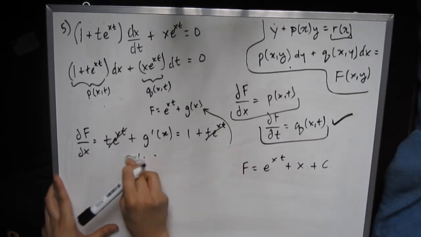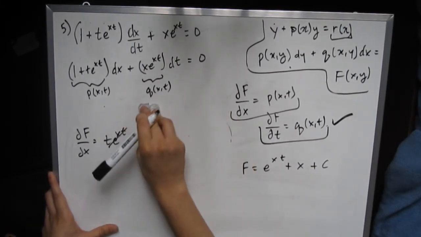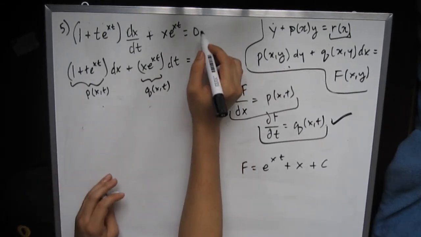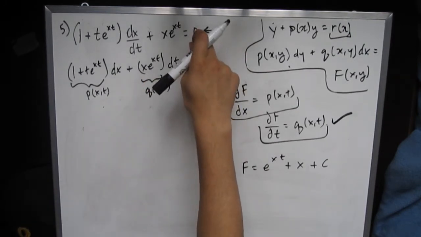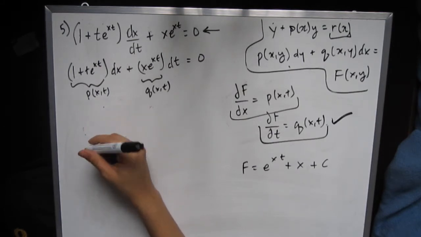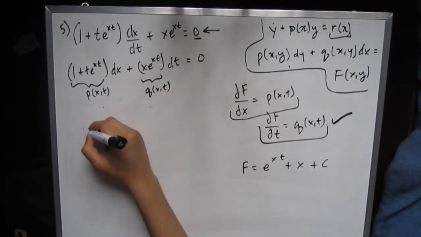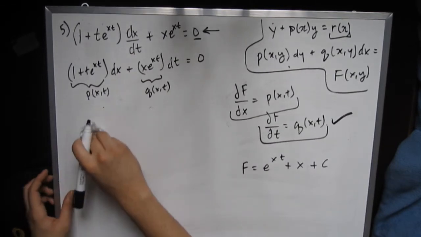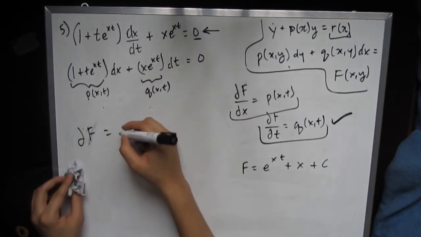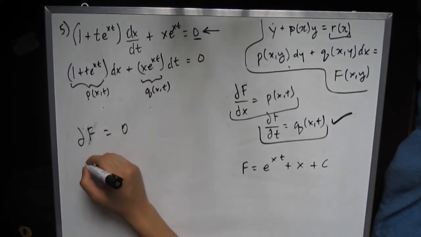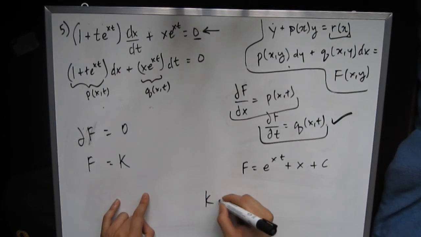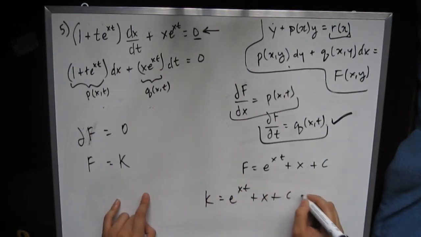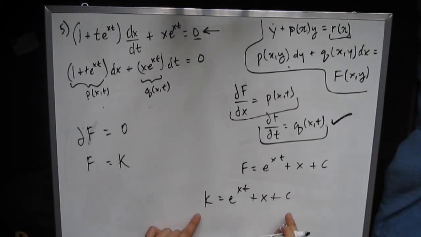Now you're not done yet. You can simplify this more, in the sense that you're supposed to solve for this general equation. And according to this general equation, since the derivative of f is equal to 0, f is going to be a constant k. So your f is equal to k. And you can easily substitute that in over here, so you have k is equal to e^(xt) + x + c. Now the thing is, your c can just get absorbed by the k since they both are constants, so there's no reason to write both of them.